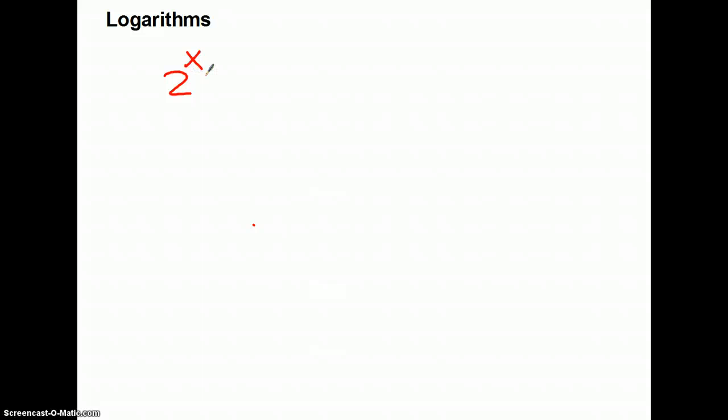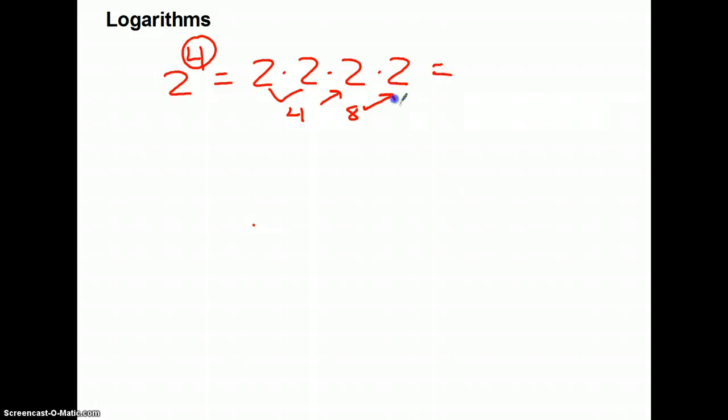So we'll say 2 to the fourth equals what? Well, 2 to the fourth means we're going to multiply 2 times 2 times 2 times 2, and this is going to get me 4 times 2 is 8 times 2 is 16. Easy enough. Okay, so what does logarithms have to do with this?